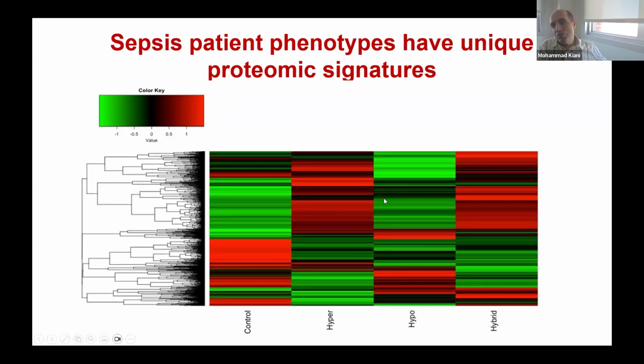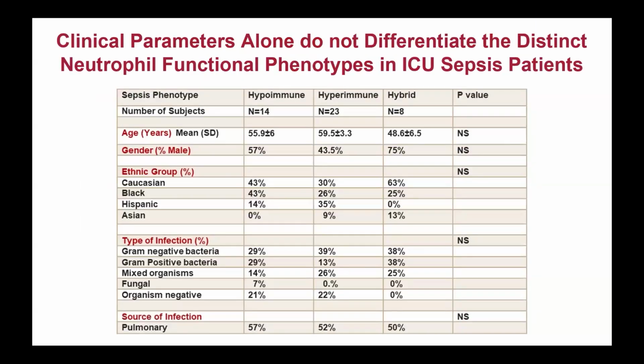If you look at the overall proteomic analysis, you see that the sepsis patient functional phenotypes have distinct and unique proteomic signatures. This is kind of a global picture. If you look at our publication, you see more details about this. You can see that the hyper and the hybrid groups have more similar proteomic responses, while the control and the hypo group, remember, the hypo group is the one that's non-responsive to adhesion and migration, have similar proteomic patterns. And so, again, I want to emphasize this point again.